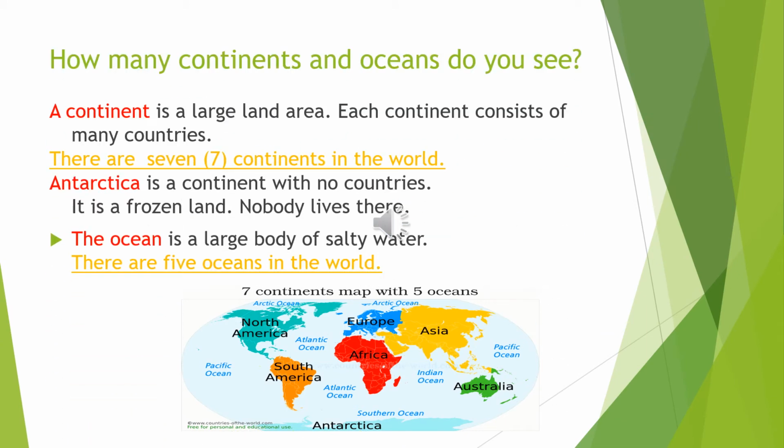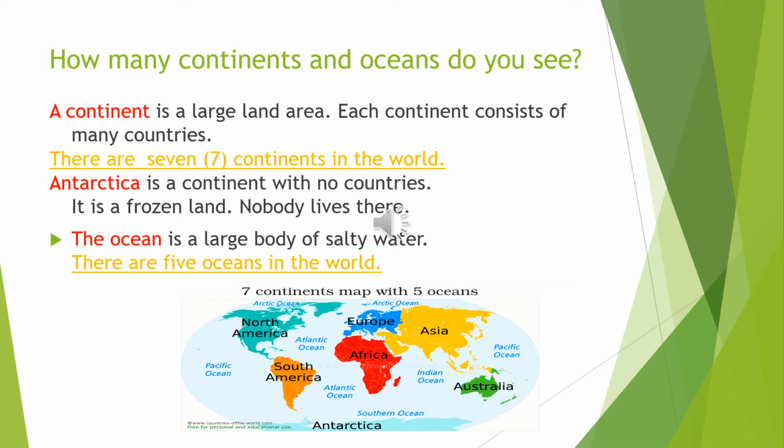Okay, so how many continents and oceans are in the world? First, let me explain the meaning of the continent. A continent is a large land area. Each continent consists of many countries.